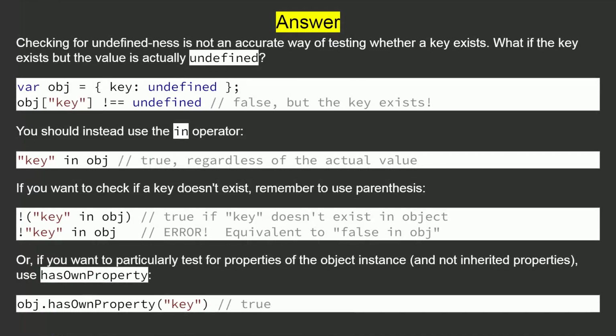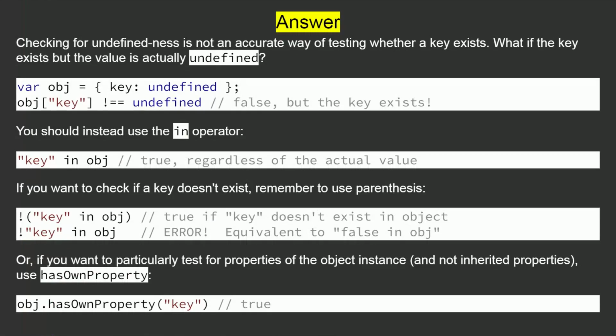Checking for undefinedness is not an accurate way of testing whether a key exists. What if the key exists but the value is actually undefined? var obj = { key: undefined }; obj.key === undefined is false, but the key exists. You should instead use the in operator. "key" in obj is true, regardless of the actual value.